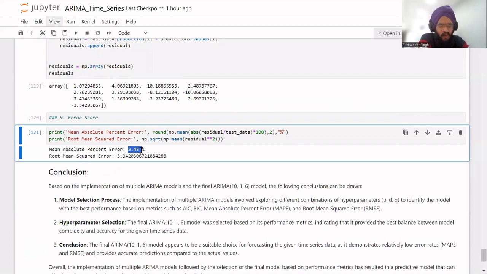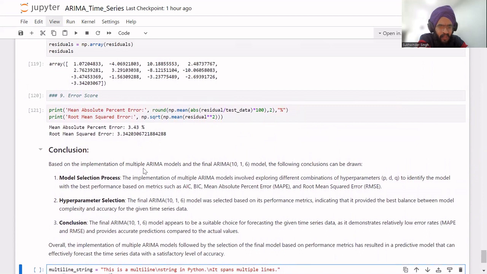It has a 3.43% error. It means only 3% of the total observations are incorrect, and 96% of observations are correct. So our model performs good. In the end, we can say our model performs well with respect to the requirement, giving an output with an error rate of 3.43. So we are pleased that we developed an ARIMA model for our time series. Thank you so much.